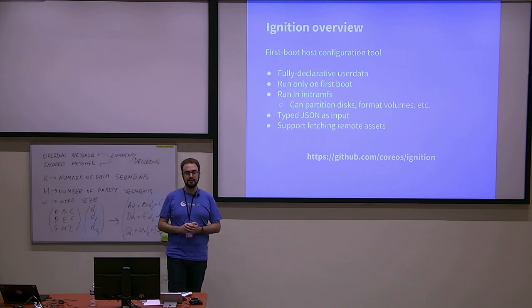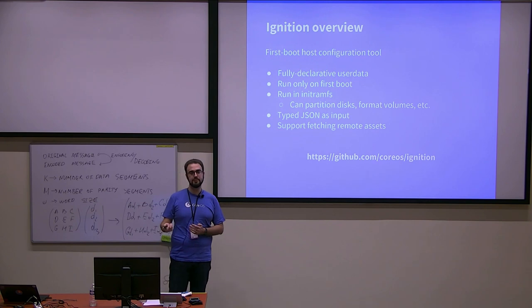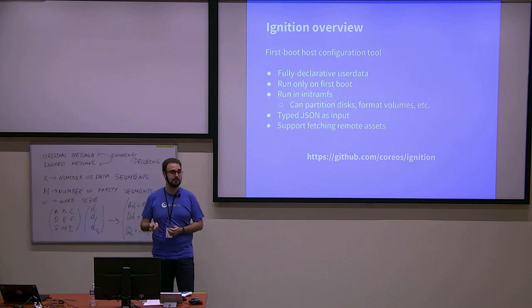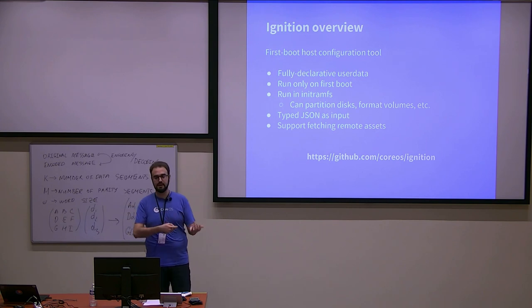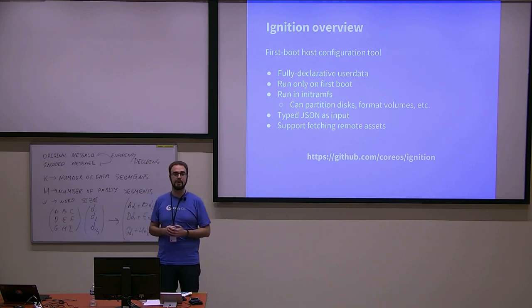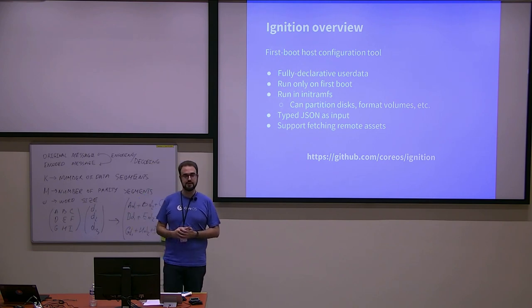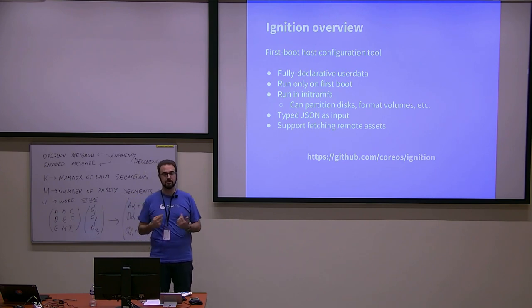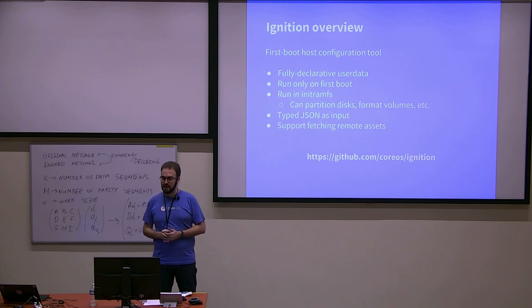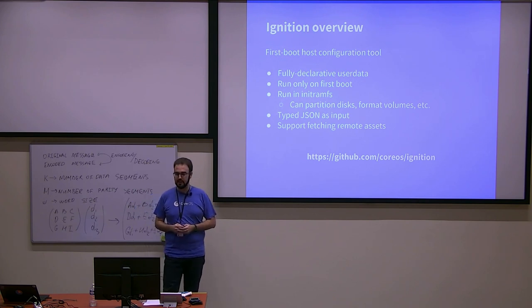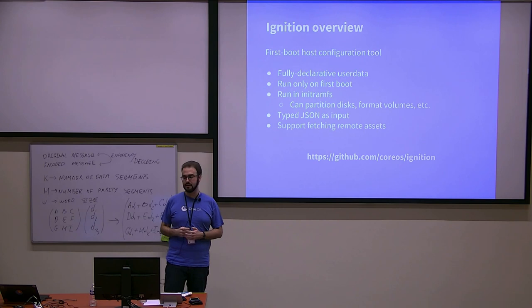It runs in initramfs, which means that if you want to repartition your root disk, or if you want to reformat your root file system, you can, because you're running in initramfs, so it's still live from memory. And then you can boot into the real root file system. It takes typed JSON as input, which is important, because if you want to process it automatically, you want a definition somewhere. And given that it's still a full provisioning system, it can actually reach out to some other services. If you are on a cloud provider, you can reach, I don't know, your bucket system with authentication and so on.